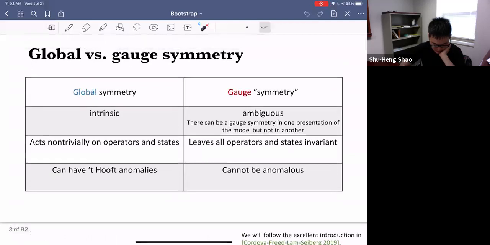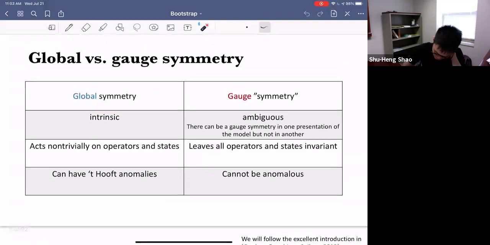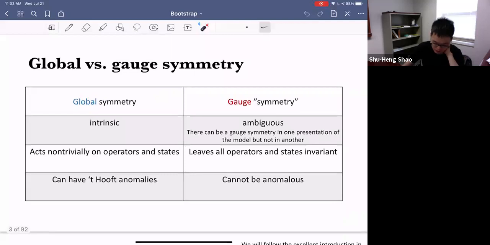So let me start with a very standard and brief introduction on what we mean by global symmetry. Global symmetry should be contrasted with another very popular notion, the gauge symmetry. Global symmetry is intrinsic, meaning that it acts non-trivially on operators and states in our theory. So our states should fall into non-trivial representations of the global symmetry. On the contrary, gauge symmetry is ambiguous. For example, there could be a gauge symmetry in one presentation of the model, but not in another presentation of the model.